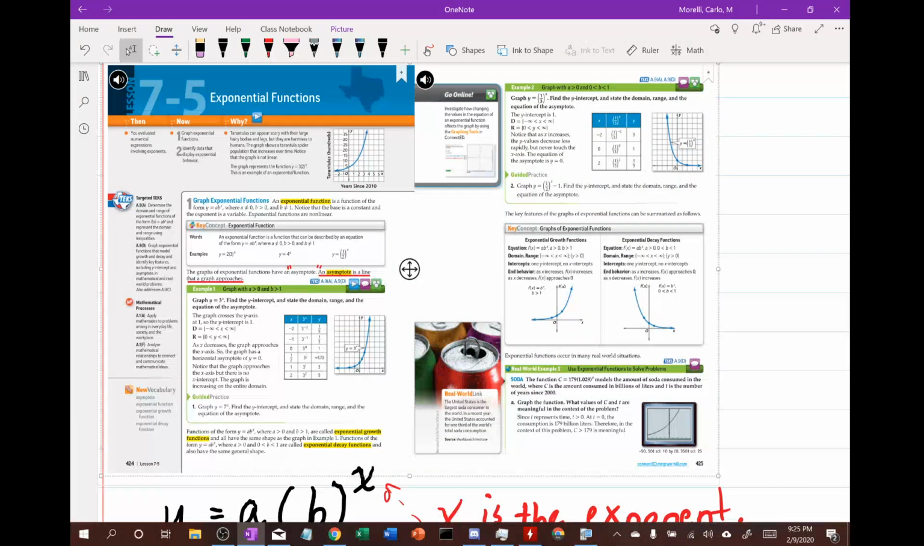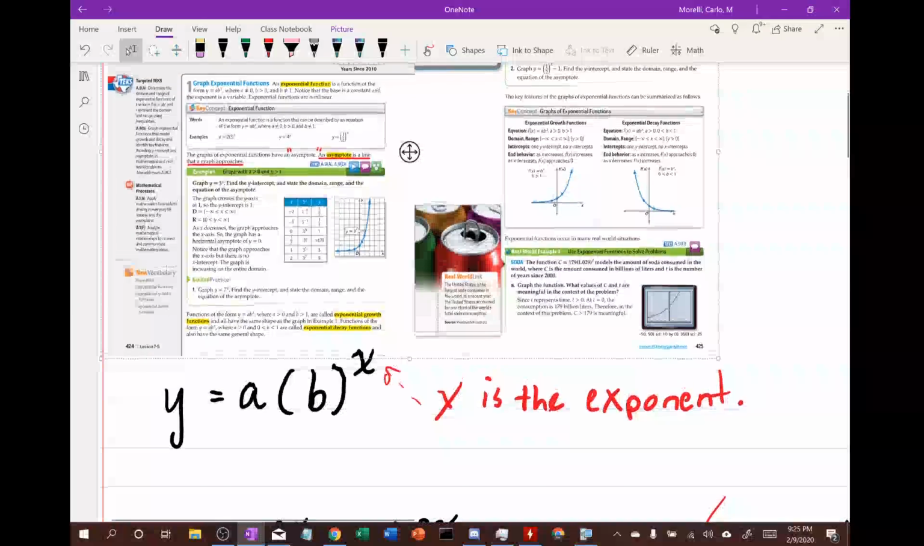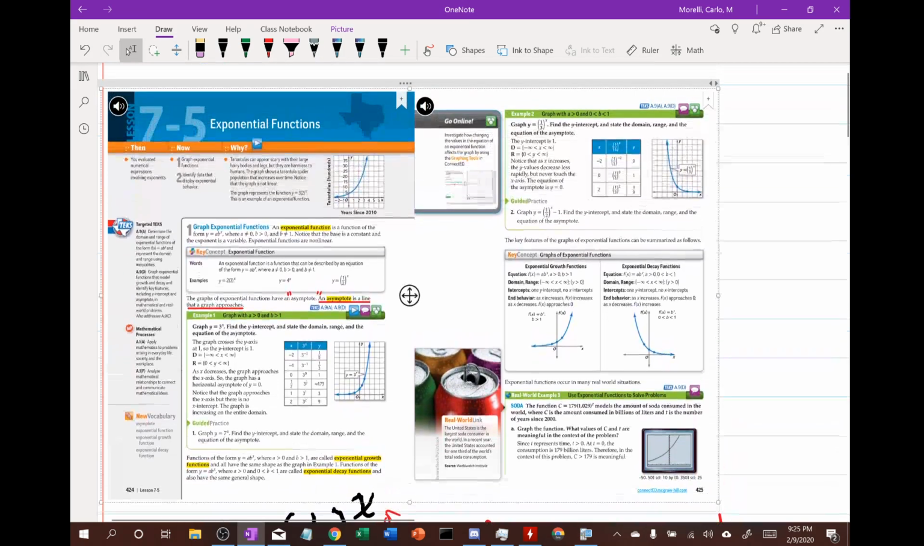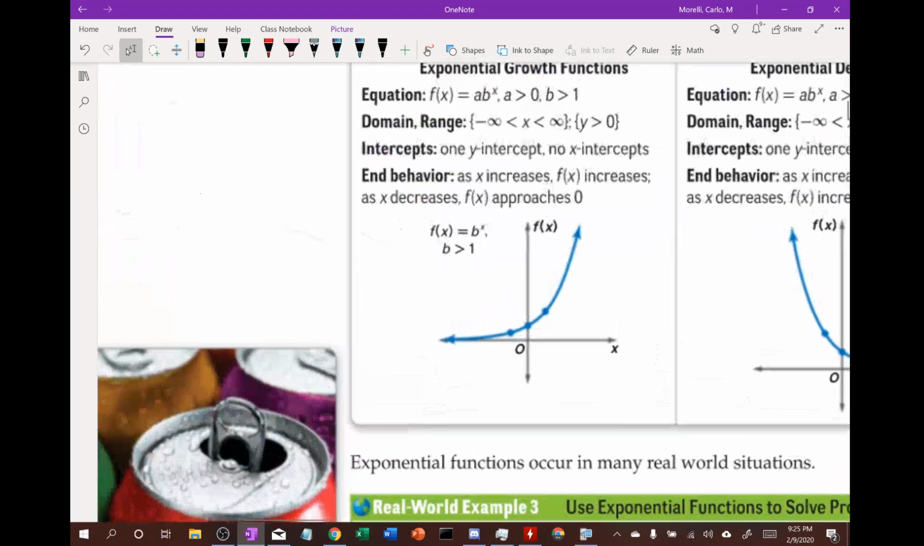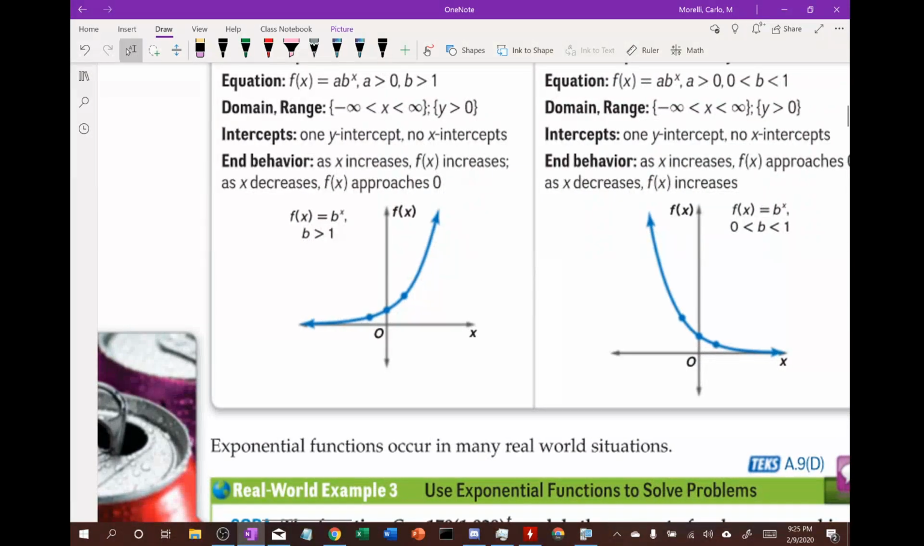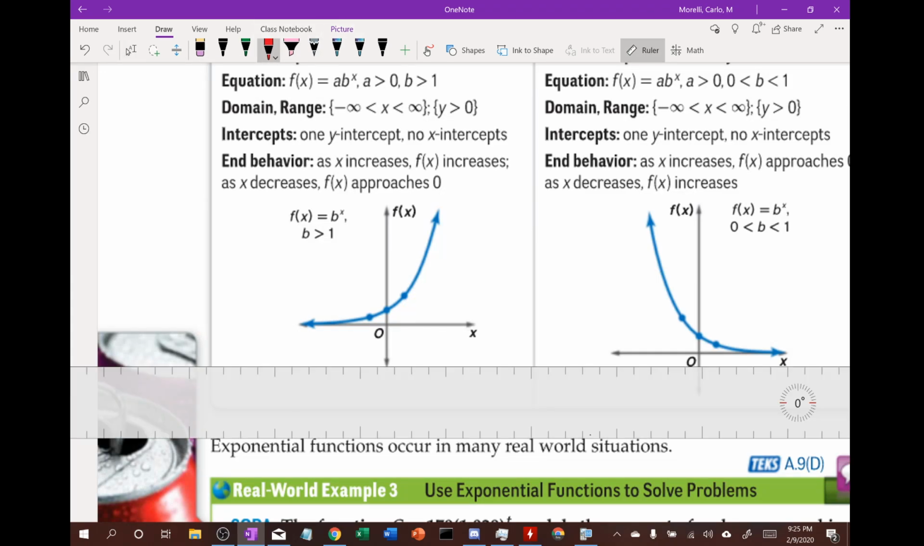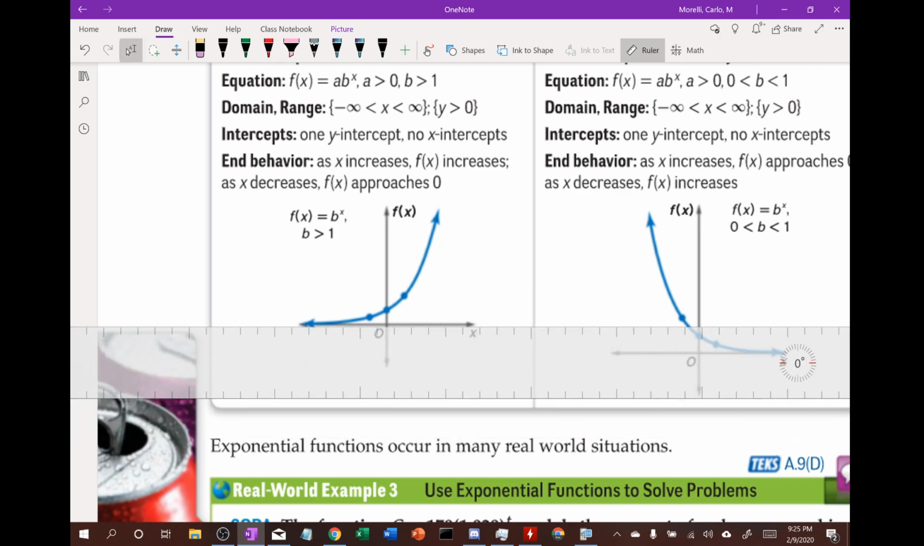We'll identify those asymptotes later. Yeah, the key thing about exponentials is that x is in the exponent section. So let's look at these two graphs here just so you know what an asymptote is. An asymptote is a line that the graph approaches, and it means that it will never go below this line.